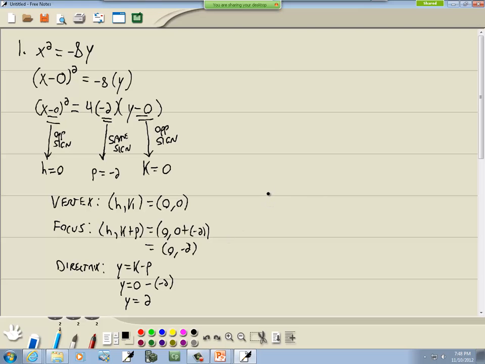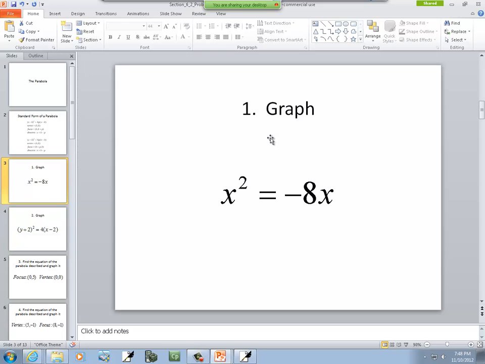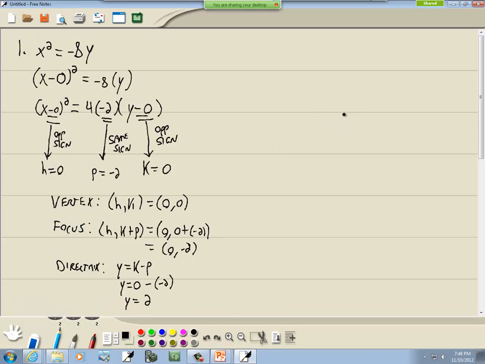So that would be our vertex, focus, and directrix, which they're not specifically asking for in this problem. They just say graph it. But in order to graph this, you have to have those pieces of information. Okay, vertex is (0, 0), so it's right here in the middle. Focus is (0, negative 2).